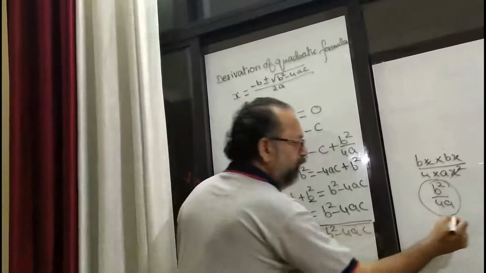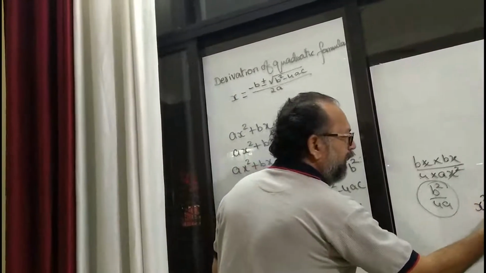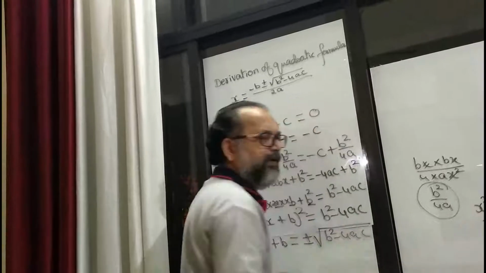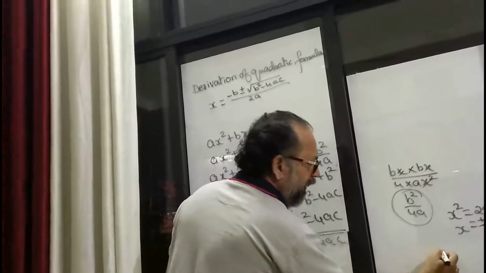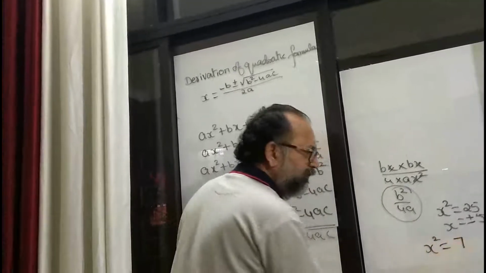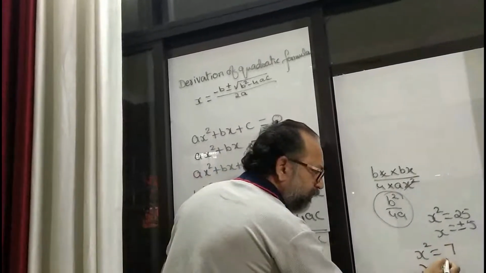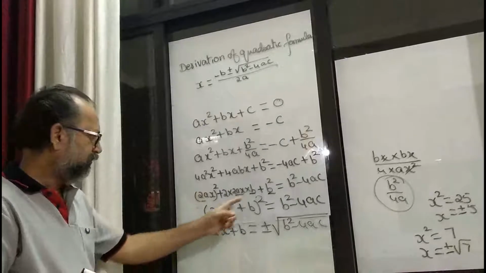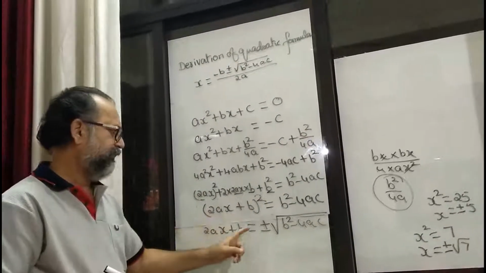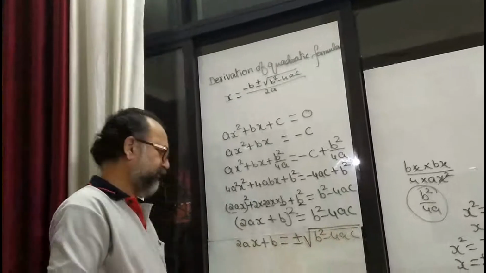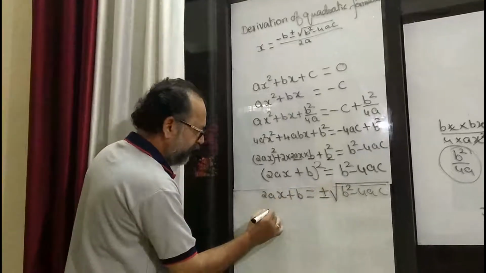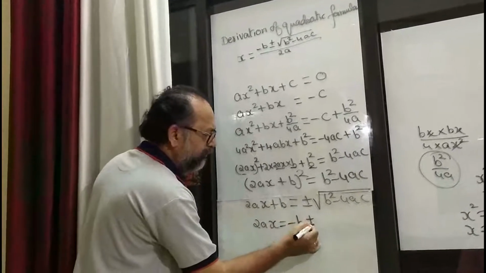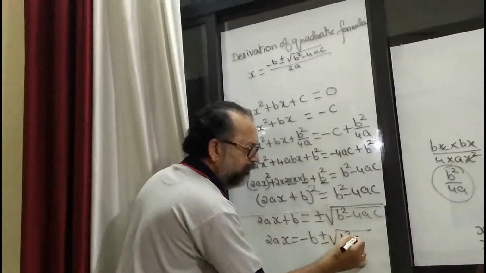Let me explain this. You know that if x square is equal to 25, then x is plus or minus square root of 25, which is 5. Say x square is equal to say 7, then x will be equal to plus or minus root 7. That way, the whole square is this, then the base must be plus or minus root of b square minus 4ac. So let me take b on the other side. B, when you take the other side, it will be negative b. We have plus or minus root of b square minus 4ac.